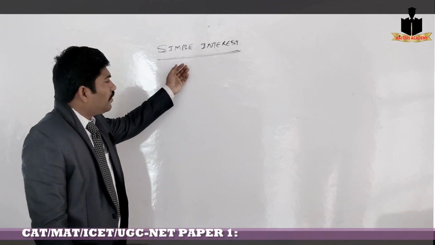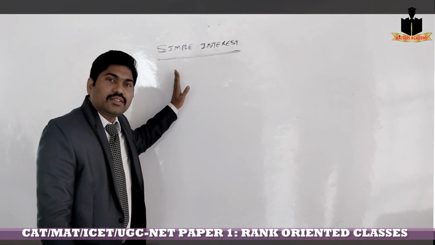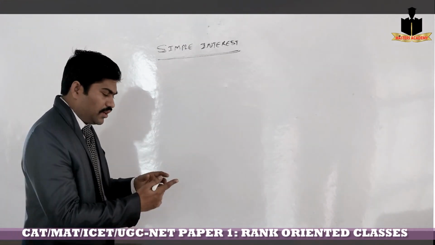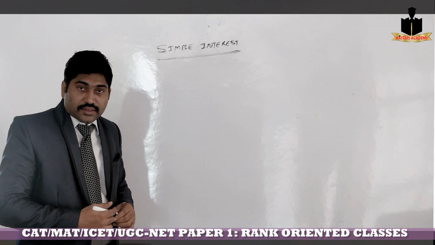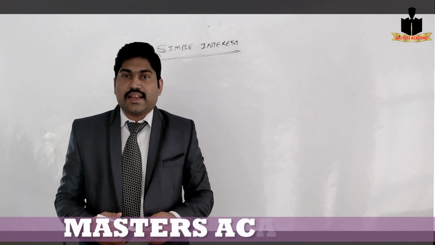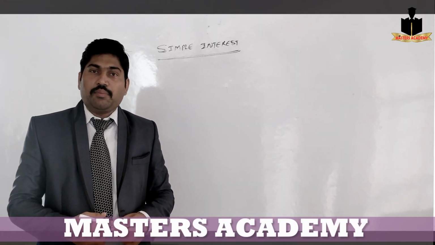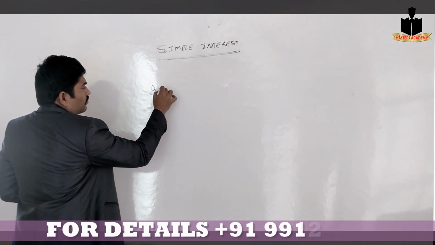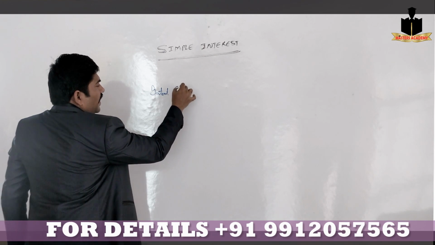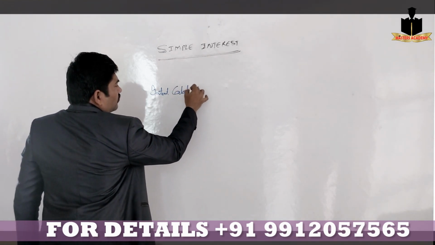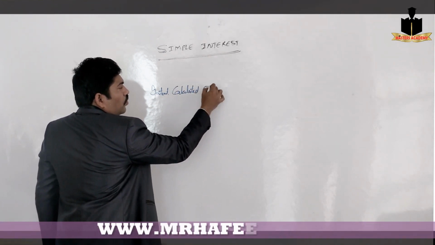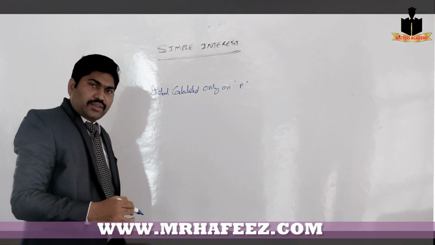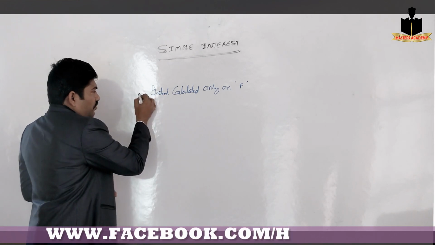Today, we'll discuss a little more about simple interest and compound interest. At present, simple interest. What exactly is simple interest? Simple interest is an interest paid only on the principal amount. Interest calculated only on principal amount P. So this is the actual definition of it.